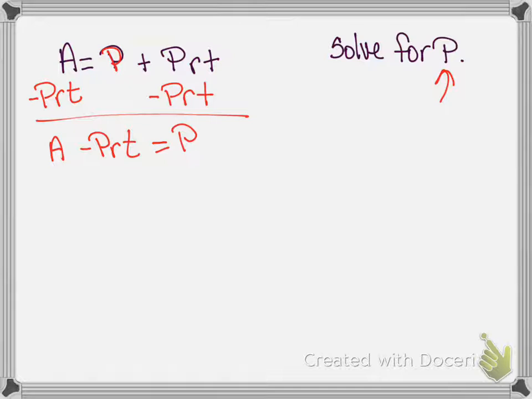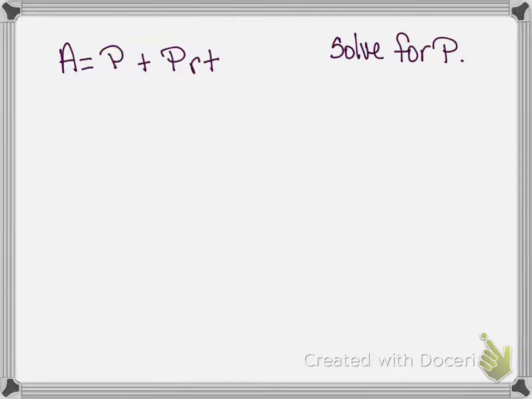Okay? And it is incorrect. Why is it incorrect? There's a P on both sides. Yeah, there's a P on both sides. That's exactly right. Okay, and we can't do that. That's like having an X on both sides. We can't do that.